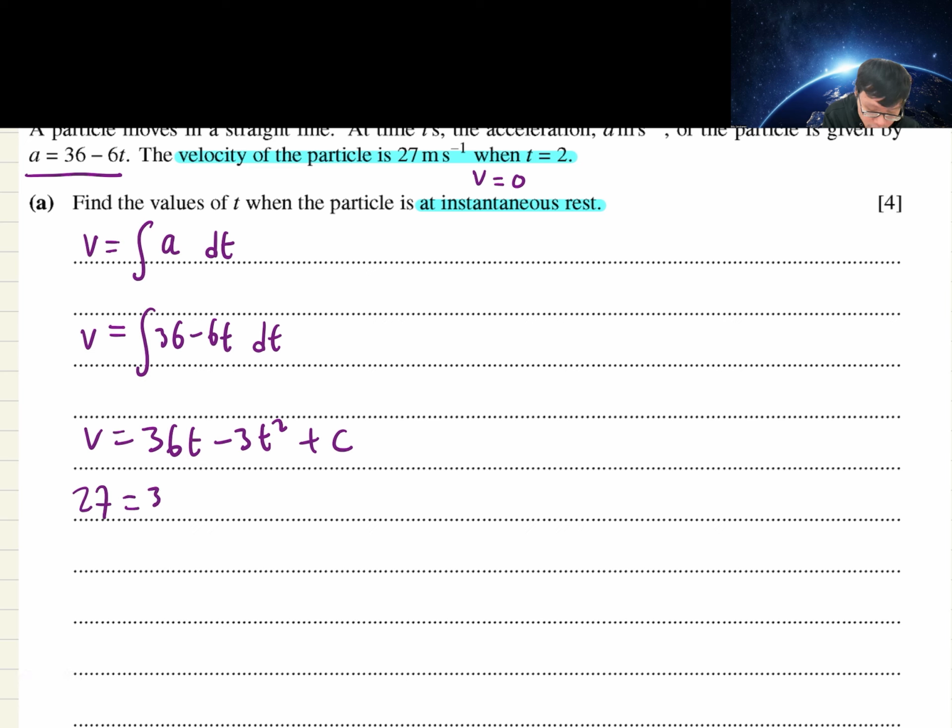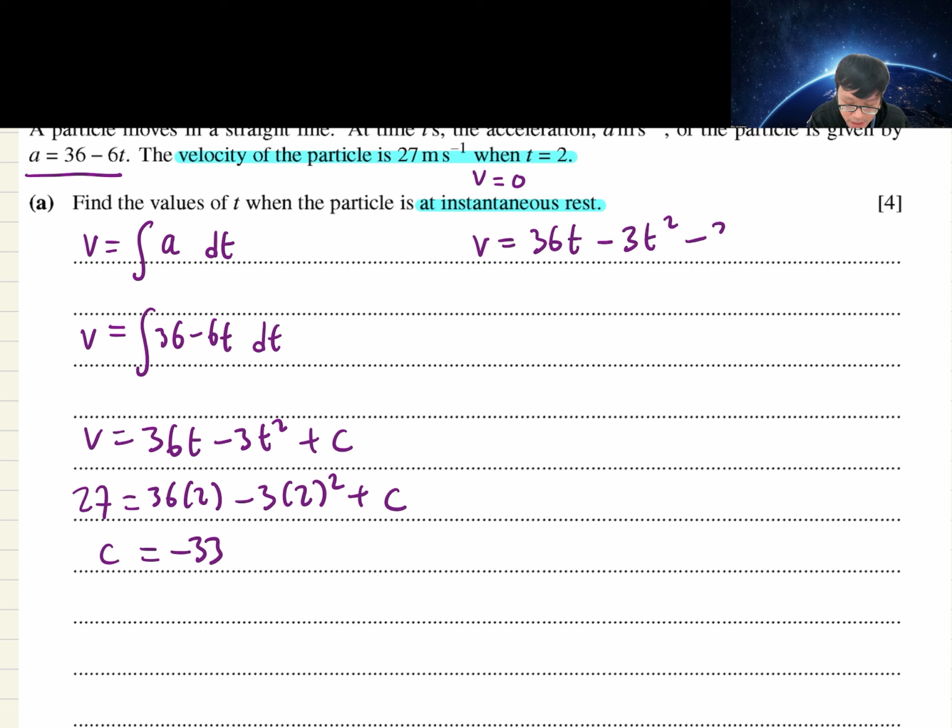So 27 equals 36 times 2 minus 3 times 2 squared plus c. So c equals minus 33. So we have the equation of the velocity, which is 36t minus 3t squared minus 33. We want to find the time when it is 0, so 0 equals 36t minus 3t squared minus 33.